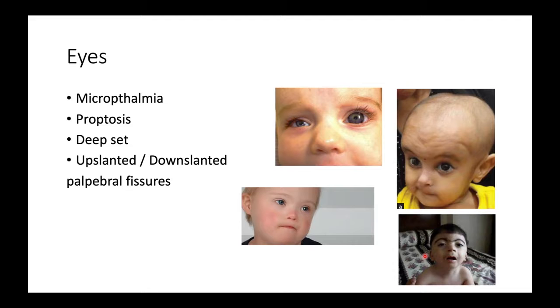So we're at the eyes now, and the eye itself might be small, so that's microphthalmia. Looking from the side, the eyes may be proptosed, or on the other hand, they might be deep set. And as we said, the palpebral fissures may be upslanted or downslanted. So what are we seeing in this first picture that the pointer is hovering on for the eyes?